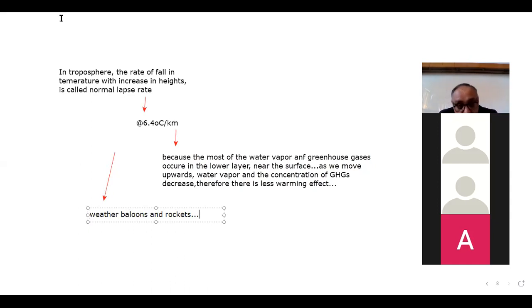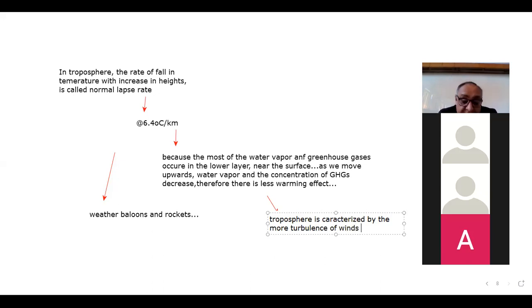So now the next thing is that the troposphere is characterized by... Weather balloons are left in the upper layers of the atmosphere to know the weather. We will discuss this technology further in our science and technology. So the troposphere is characterized by more turbulence of winds.